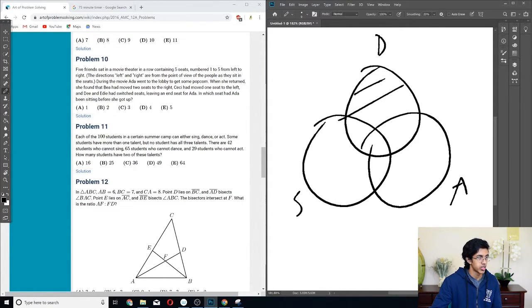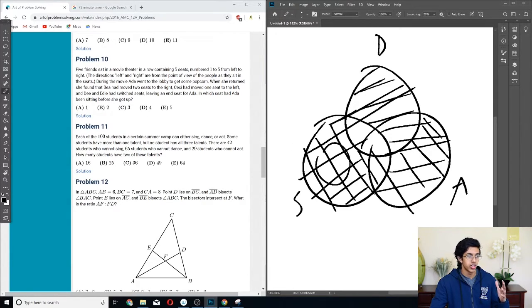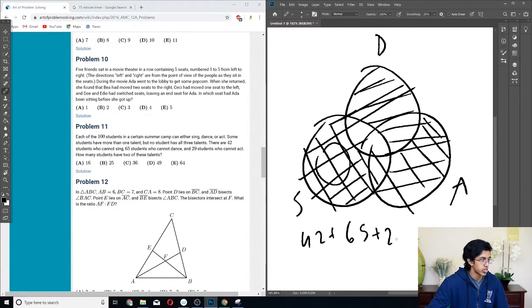So this, we add up this region, and then we add up this region, and then we add up this region. So you see that each of the ones that only have one ability is counted twice, but the double abilities are only counted once. So if we want to have the double abilities, we gotta add them. So 42 plus 65, 29.